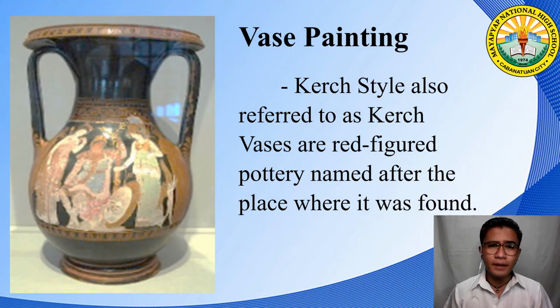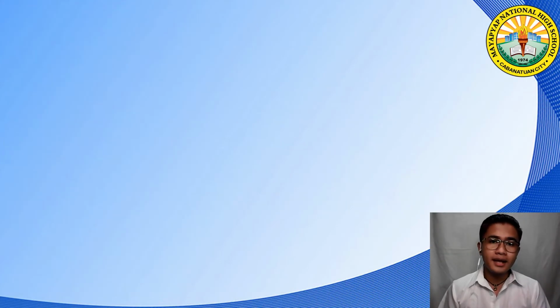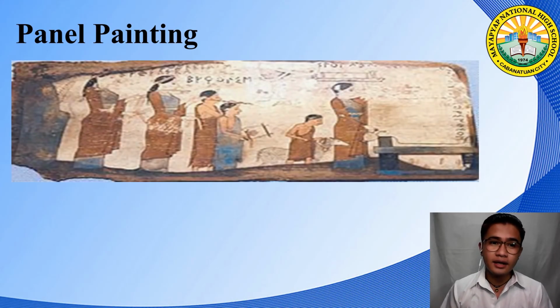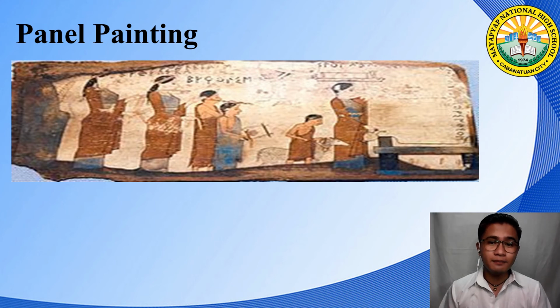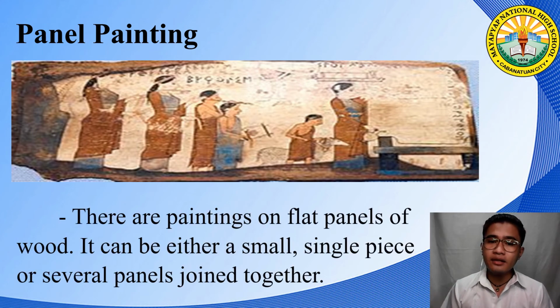Actually, this kind of painting is already adopted in modern days. There are a lot of vases with different designs painted on them. Let us have the second one. We have here the panel painting. This is an example of a panel painting. These are paintings on flat panels of wood. It can be either a small single piece or several panels joined together. So these kinds of paintings are made on different flat surfaces, especially on wood.